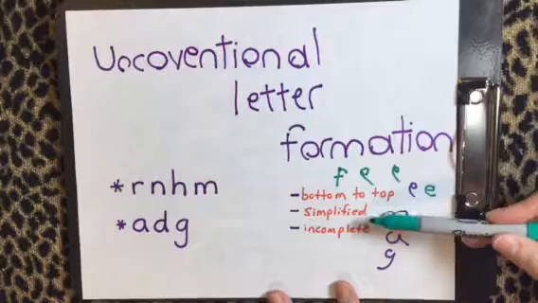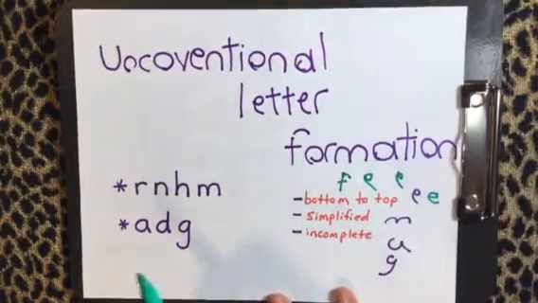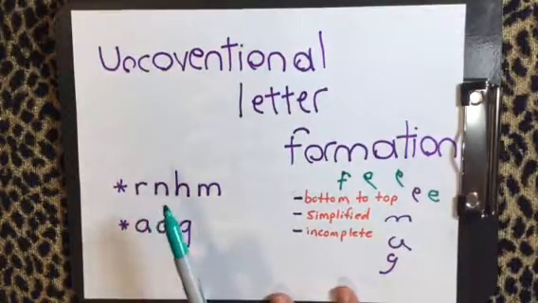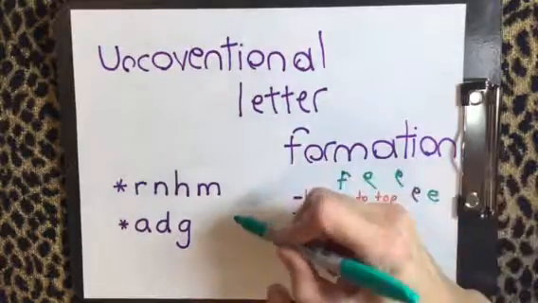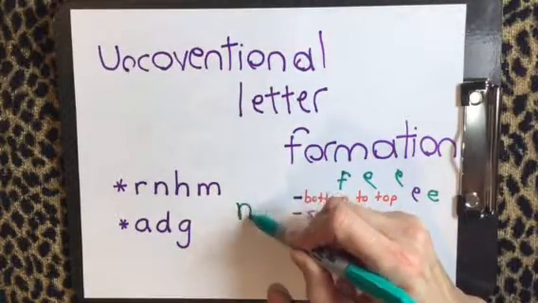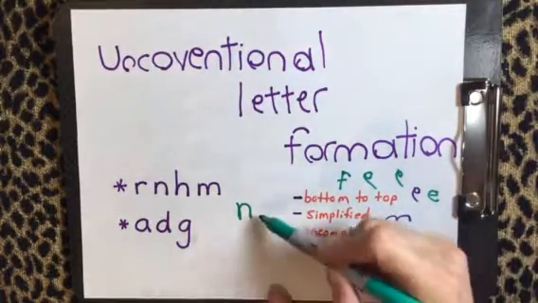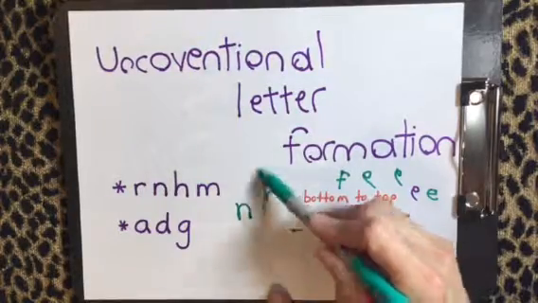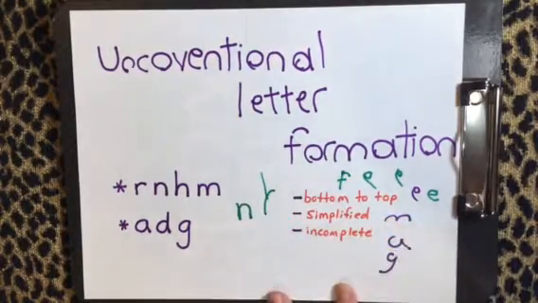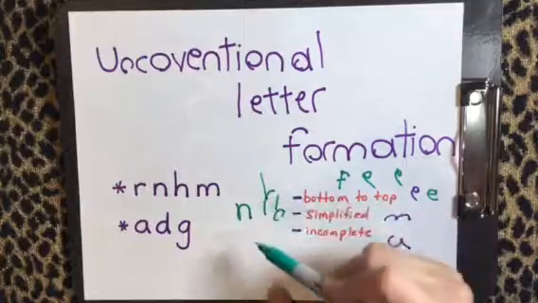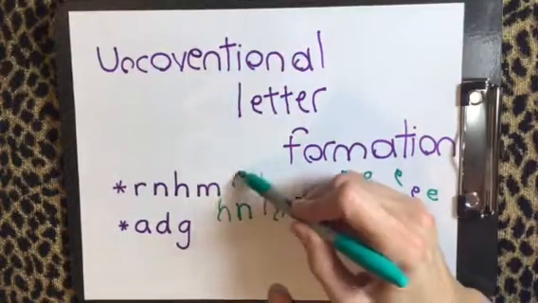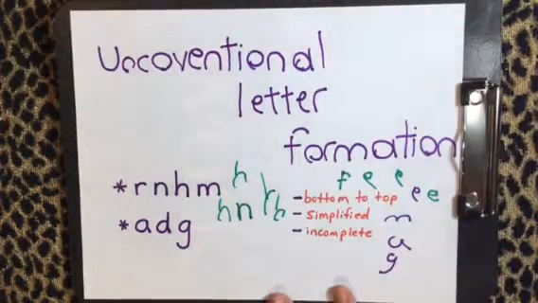Besides the bottom to top, there's like a simplified version, and I see that a lot with like the R, N, H, M, where they have not learned to go down, up, and over. They haven't learned that pattern. It's just up and over. Then sometimes they throw that, you know, the little line at the top. So their H's start to look like this, their N's look like this, their R's look like this, and you can't really tell the difference.